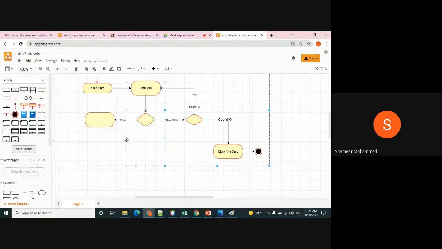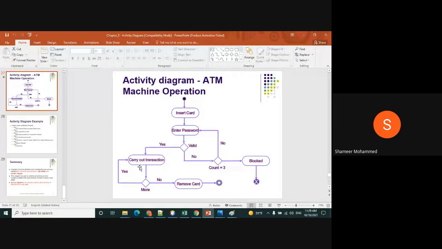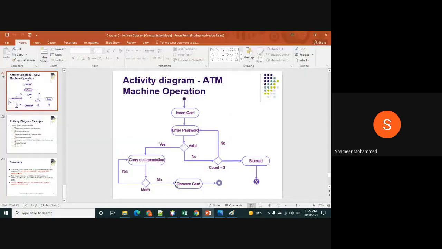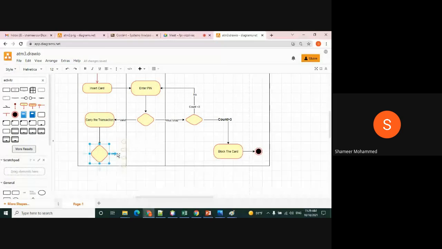Fine. So next, what you have, carry out the transaction if it is valid. Carry out the transaction, is valid. Okay. If the transaction, you can show more options. If no, remove card. If yes, okay. If it is no, remove the card, remove the card and end the transaction.